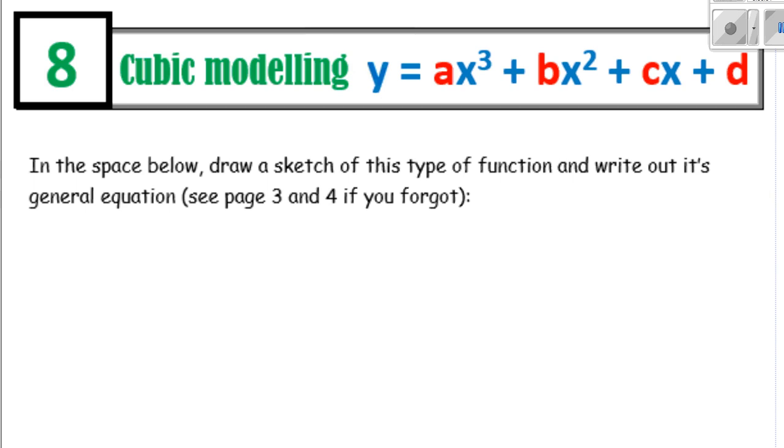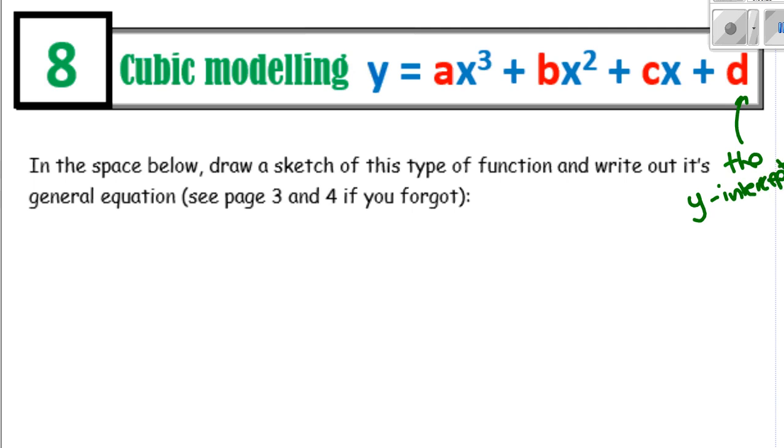Cubic modeling. Cubic models are in the form of y equals ax cubed plus bx squared plus cx plus d. Just like before, d, the final constant term, is the value of the y-intercept, because at the y-intercept x equals 0.